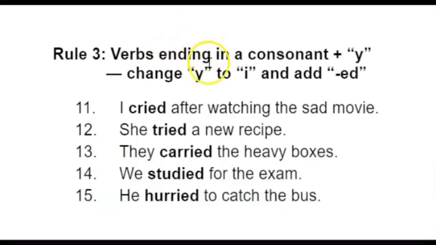For rule number three, verbs ending in a consonant plus y, just change the y to i and add ed. So the first one, cry, C-R-Y. The past tense, we change the y to i and add ed. Try turns to tried. Carry turns to carried. Study turns to studied. And again, all these verbs end in y, we change it to ied.